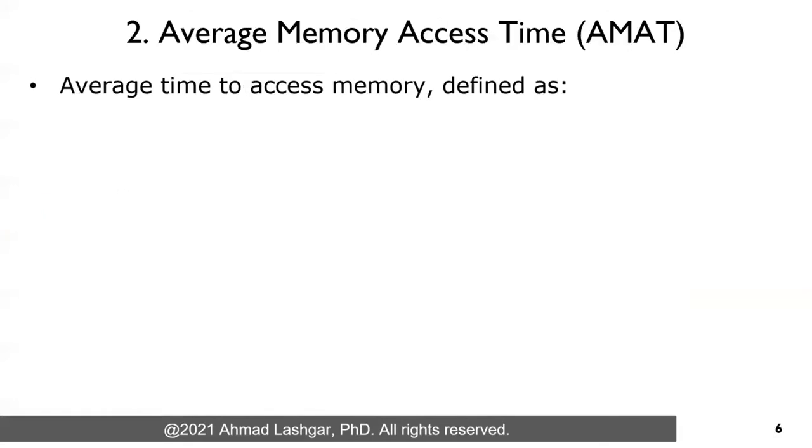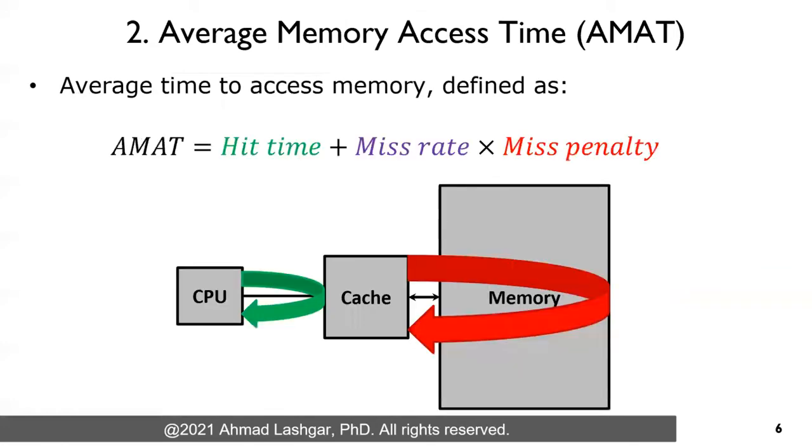Average memory access time is the second metric. It is the average time to access memory considering both hits and misses and the frequency of different accesses. It is a realistic metric that measures memory hierarchy performance directly. For a two-level memory hierarchy, it is defined as hit time plus miss rate multiplied by miss penalty.